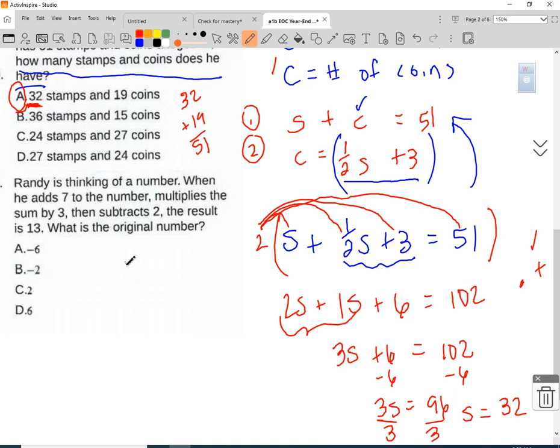If it was a short answer, we had to write the number of stamps and write the number of coins. To find the number of coins, you just go back up to this equation and plug in 32 for S and 12 for C. Same thing.